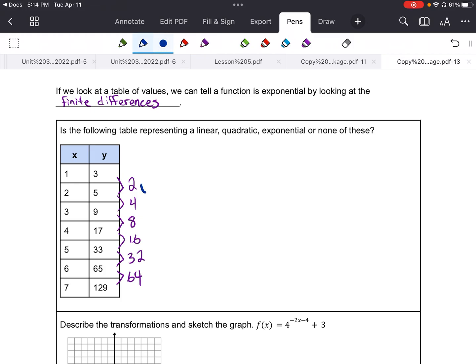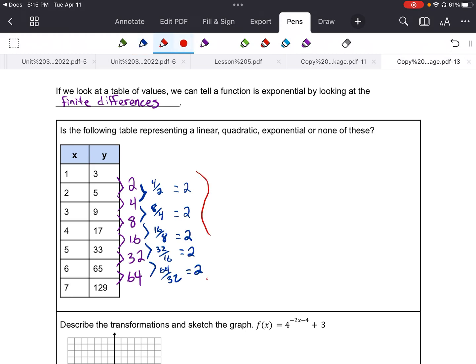And then from there, we're going to take the second value divided by the first value. 8 divided by 4, 16 divided by 8, 32 over 16, and 64 over 32. And you'll notice that each of these have the same value. So we're getting the same ratio of first differences.